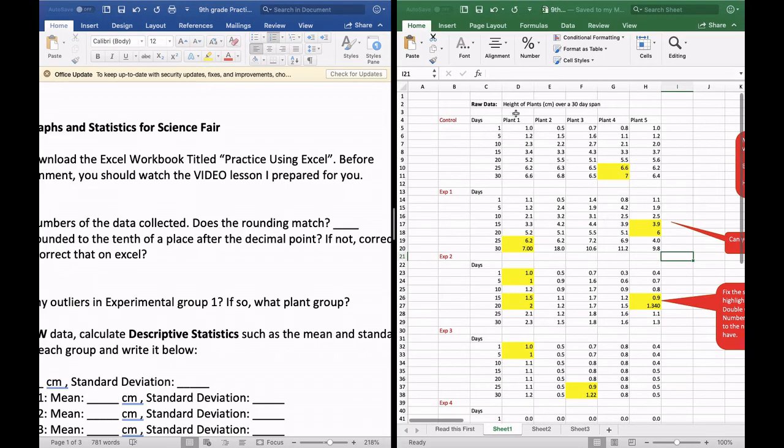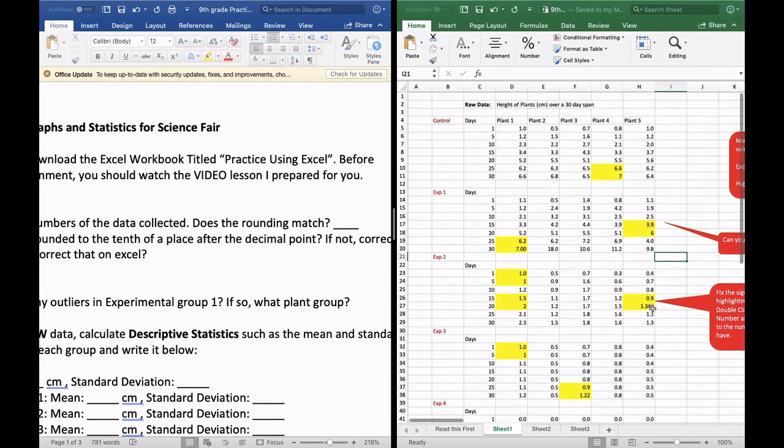If you're measuring height of plants in centimeters, you probably used a ruler, and you probably cannot get more precise than the 10th of a place. So saying that you collected data to the 100th of a place might not be very accurate, or even to the 1,000th of a place. That's probably not very accurate either.